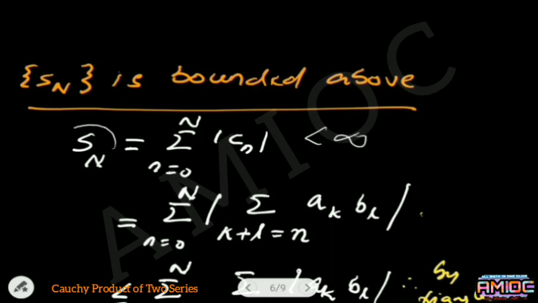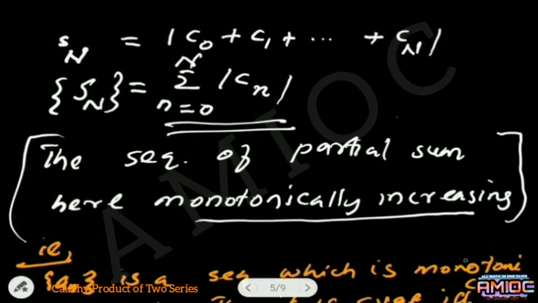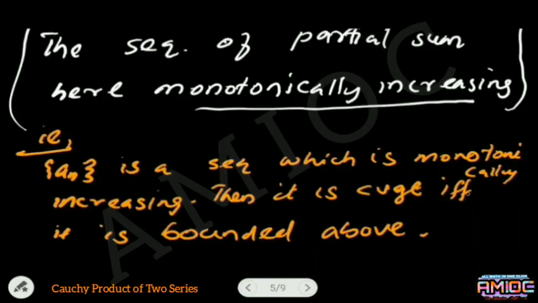That means the sequence Sn is bounded above. Also, we have observed that the sequence of partial sums is monotonically increasing and it is bounded above. Hence, the sequence is convergent since it is bounded above and monotonically increasing. Now, we need to prove that the sum of the series Cn is equal to the product of the sums of the two given series.